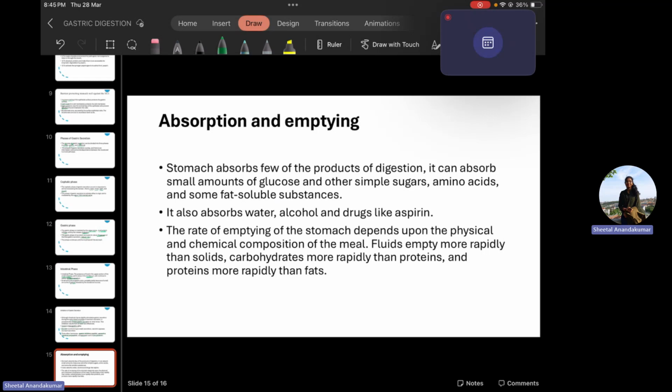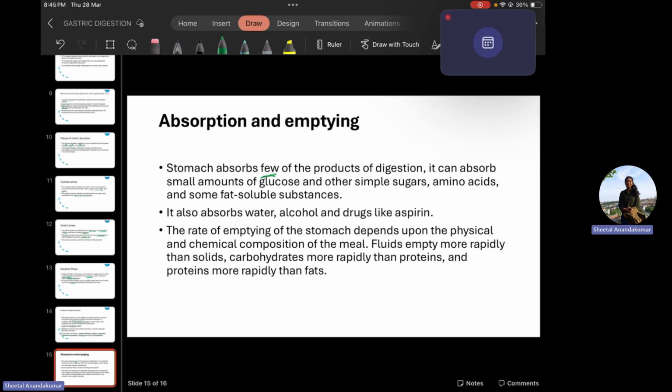Then we're going to talk about absorption and emptying. The stomach absorbs very few of the products of digestion. It can absorb small amounts of glucose and other simple sugars, amino acids, and some fat soluble substances, in very small amounts. It also absorbs a small amount of water, alcohol, and drugs like aspirin.